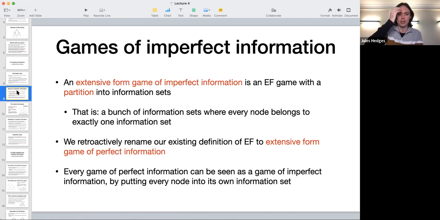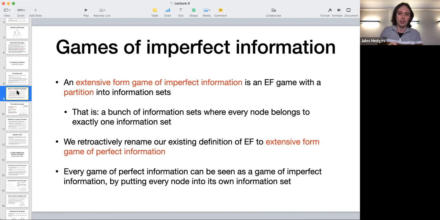Now, a game of imperfect information, we're going to define to be an extensive form game together with what's called a partition of the nodes into information sets. By this, I mean a bunch of information sets so that every node in the tree is in exactly one of them. Every node has to be in at least one information set, and you can't have a node in two different information sets.